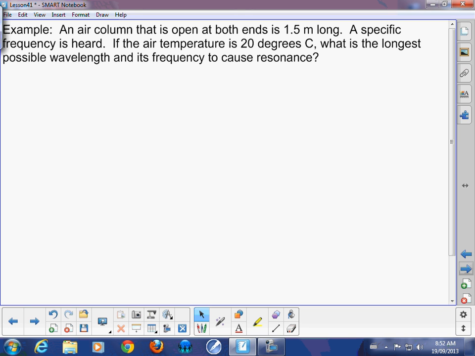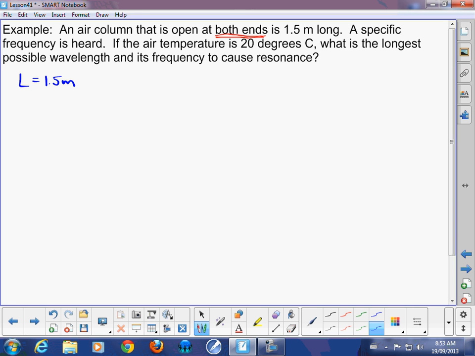An air column that's open at both ends. Remember that it is open at both ends because the mouthpiece is considered an open end. So we know that the air column is open at both ends. It's 1.5 meters long, so we're going to just go through and decode this. I know the length of the air column is 1.5 meters.